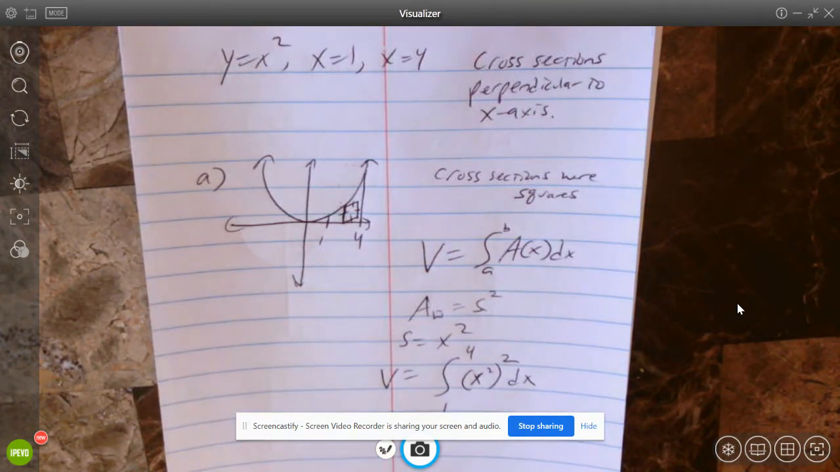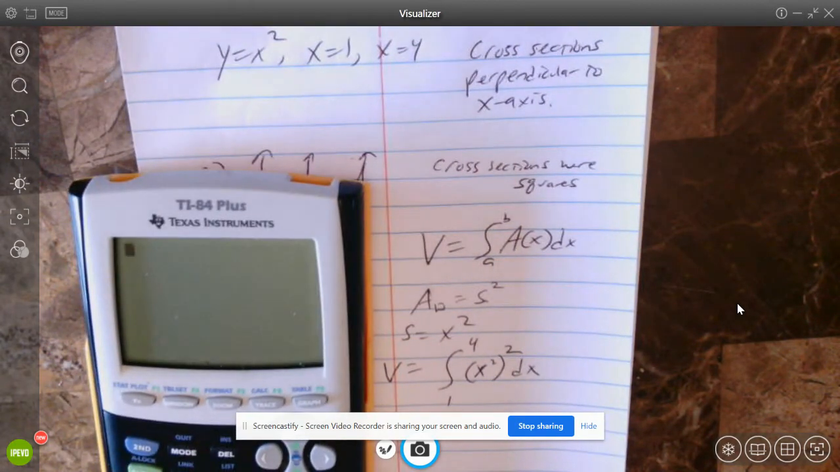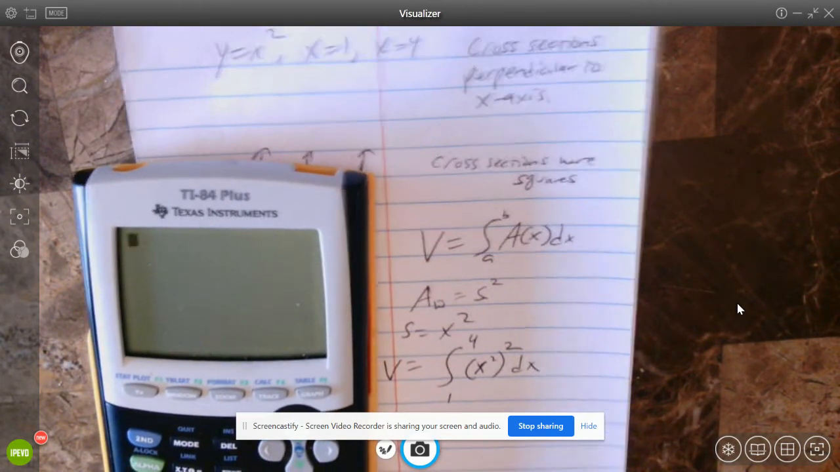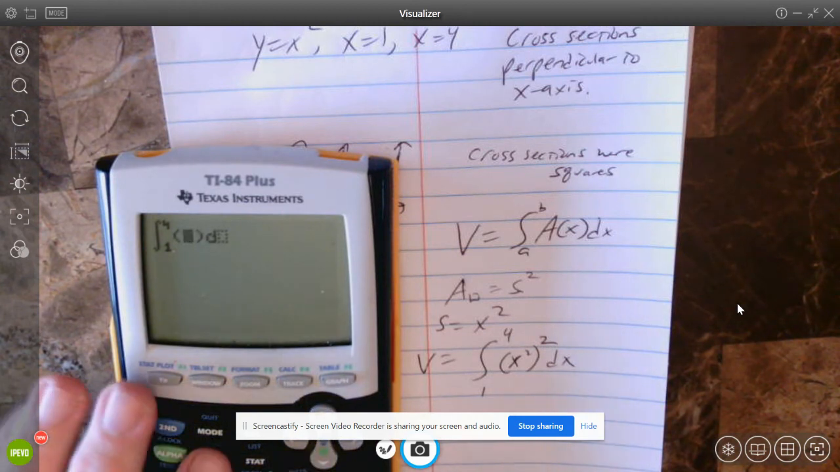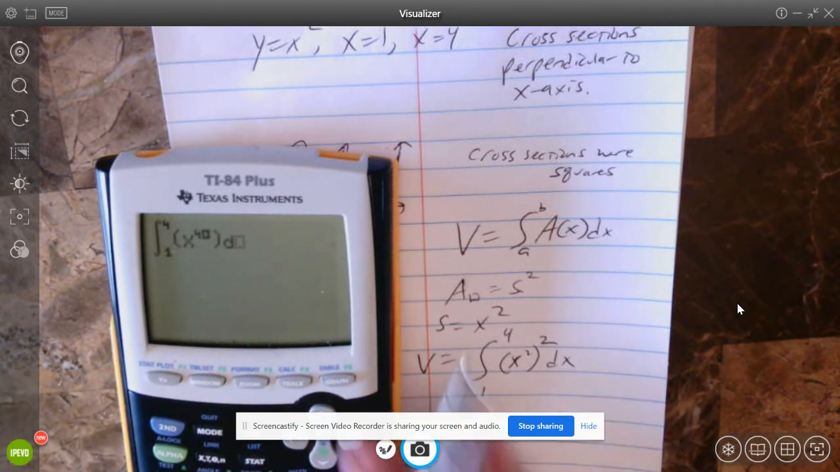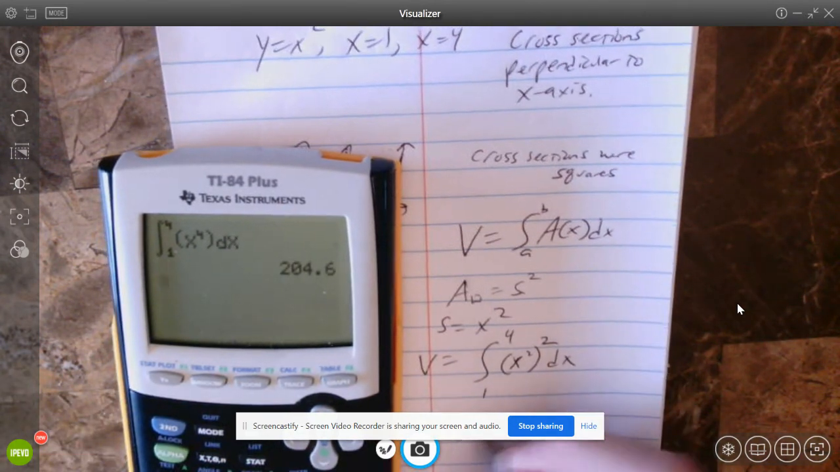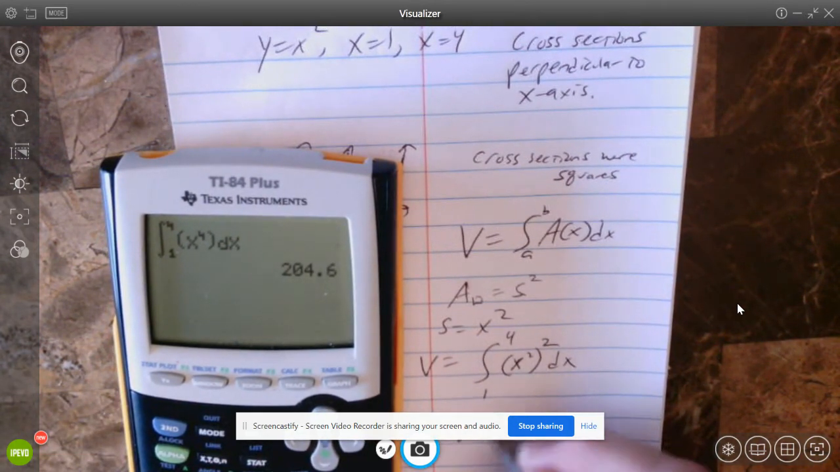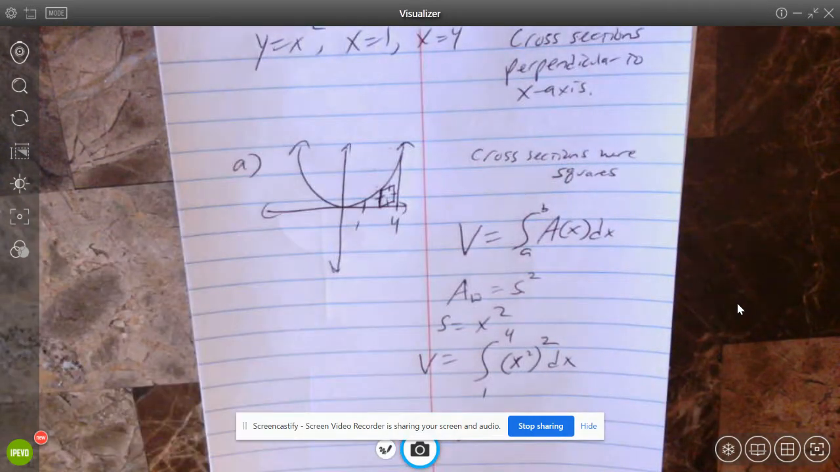Okay, so to finish this one off, I'm going to go ahead and use the calculator. This would be a good time to practice one of the online apps or your phone if you don't have one of these calculators. So math 9 from 1 to 4 of x squared squared. So that's really just x to the fourth, right? dx. So that's going to be approximately, actually it looks like exactly 204.6. And that one would be done.